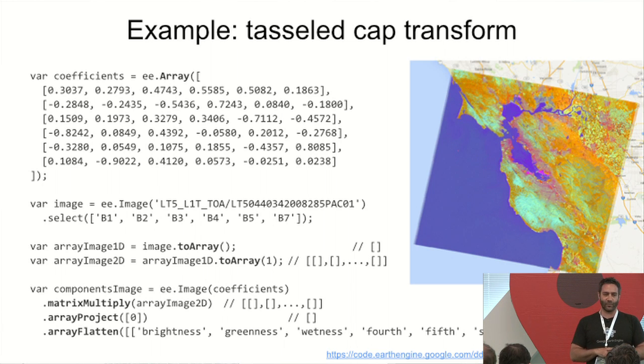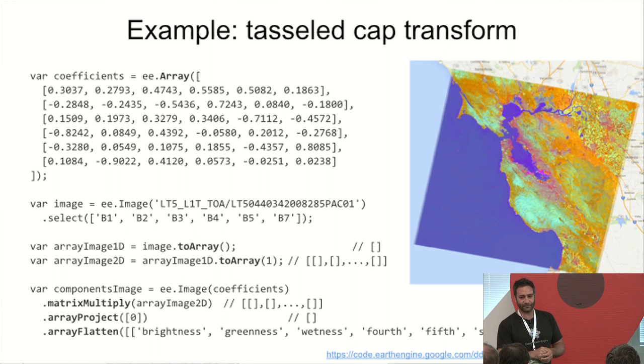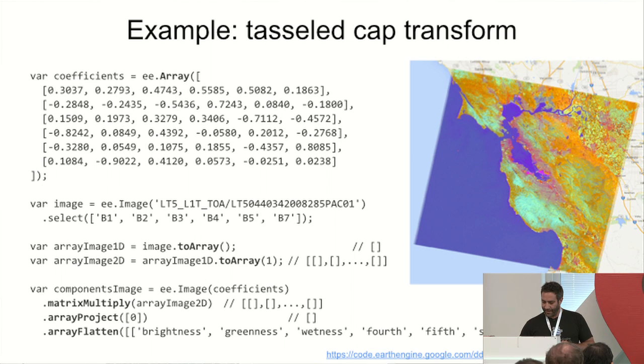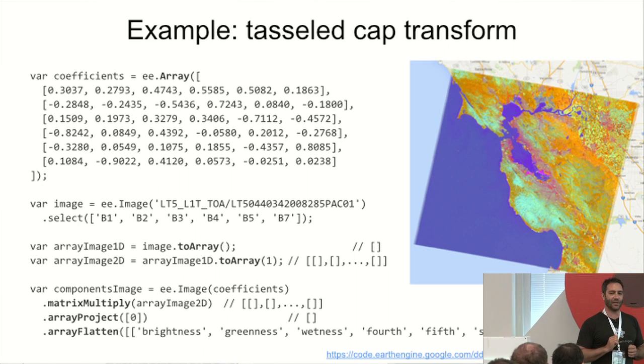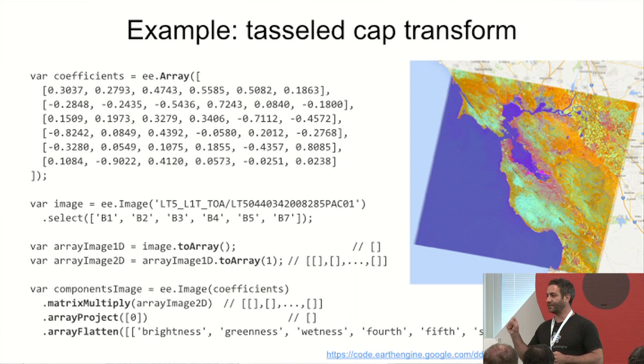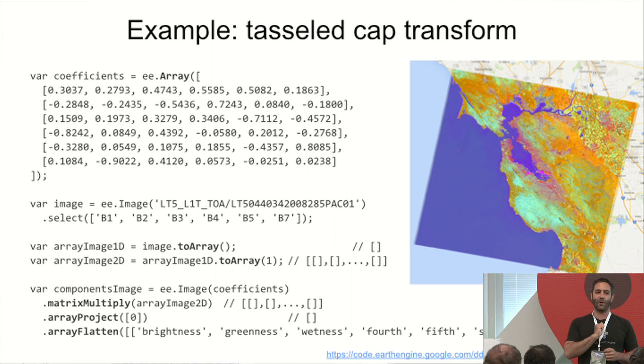And so the one that I've seen people use the most is greenness, which is like a spectral index for vegetation like NDVI or EVI or something like that. But this is Kauth-Thomas greenness or tasseled cap greenness, whatever you want to call it. And so we do the multiplication. And what you get out of that matrix multiplication, as I just mentioned, is a 6 by 1 matrix in each pixel, which is not what you want.